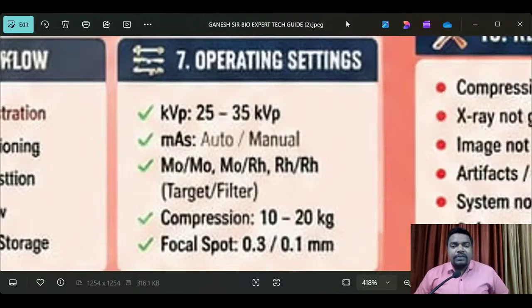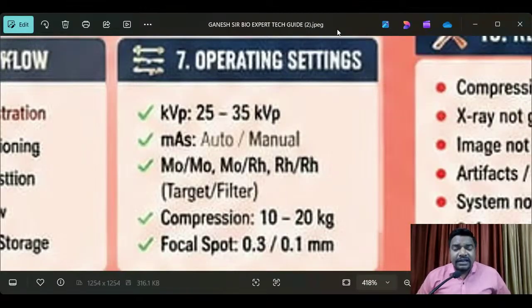And come to the point now. Operating settings, I'm going to read out now. See here, 25 to 35 kVp. These are for regular scanning purposes. It depends on the breast, the situation, the procedure. It is going to be applied accordingly, but these are the basic things I'm going to show you. kVp 25 to 35, and mAs auto or manual. Auto is also there and manual also. We can keep the settings available on the display. Next, see Mo or Rh, or these are the target filters.